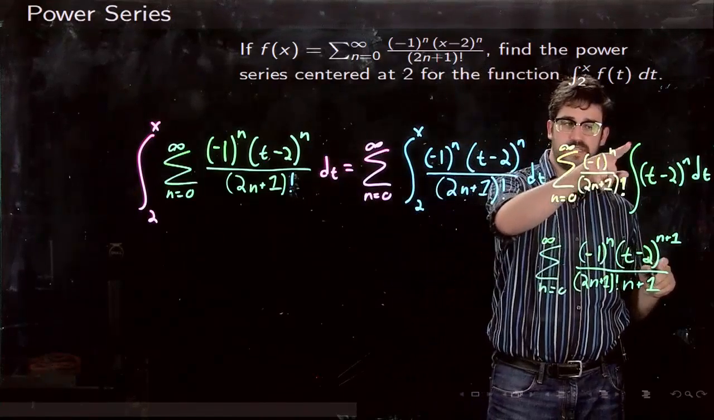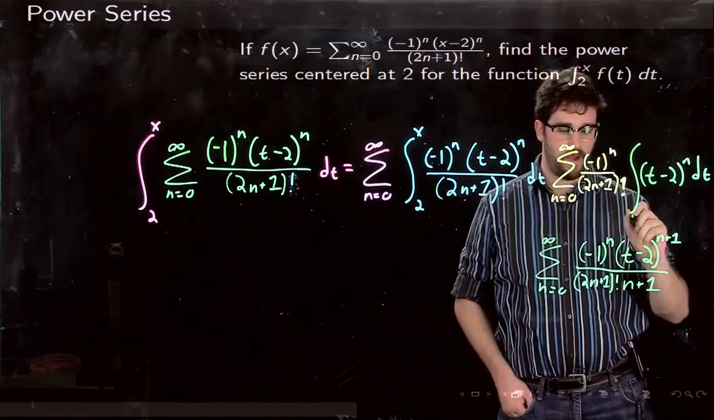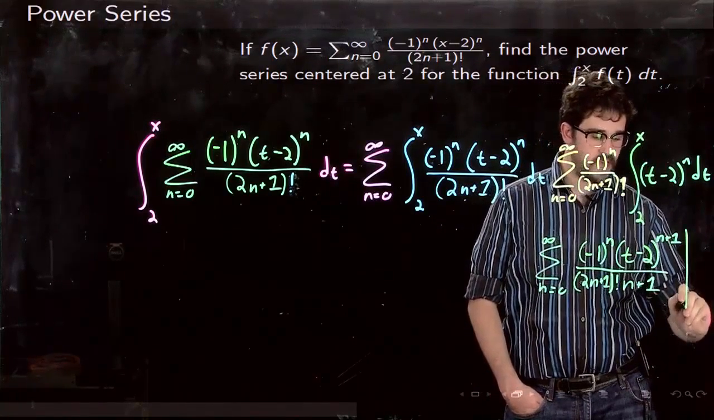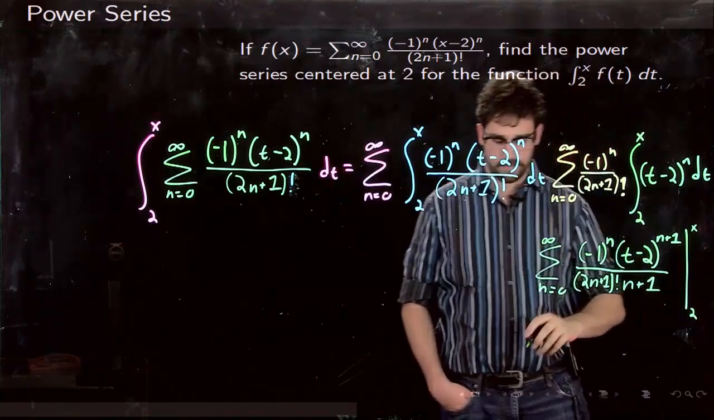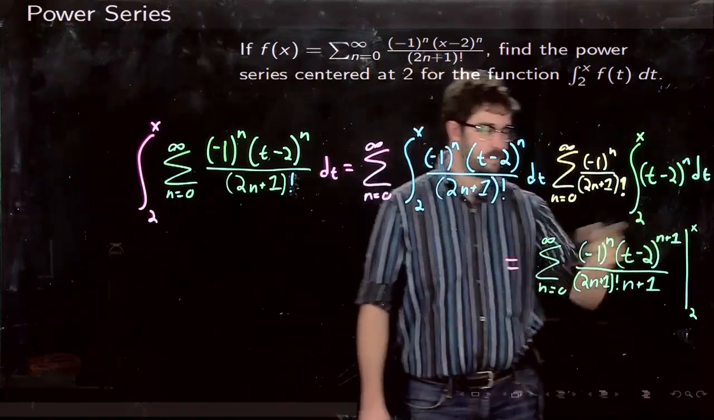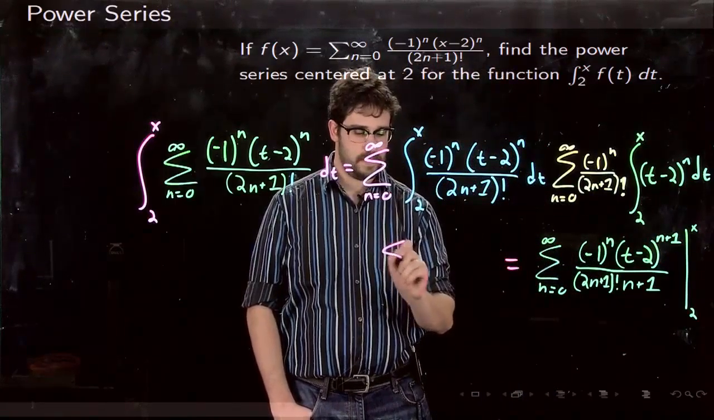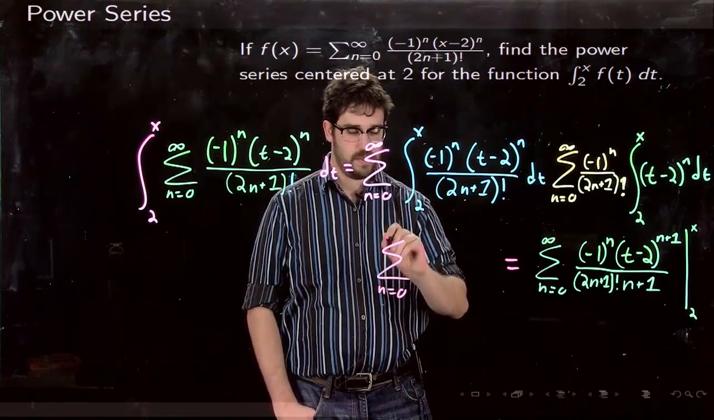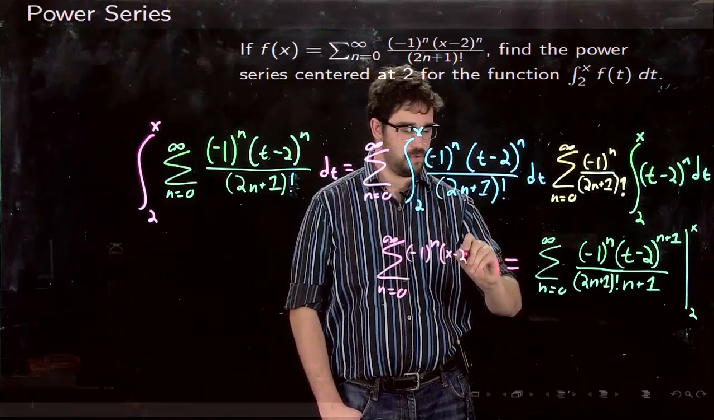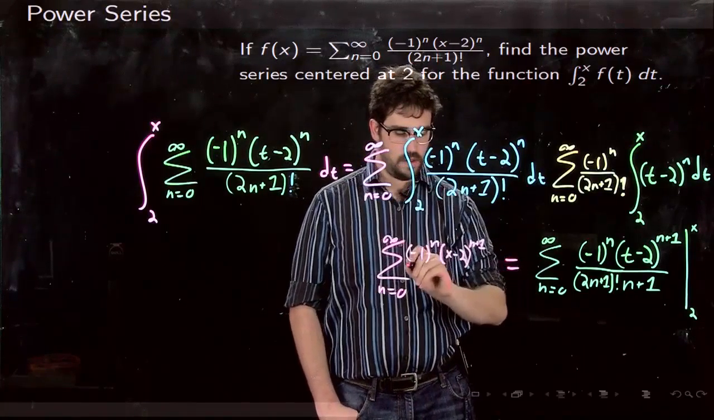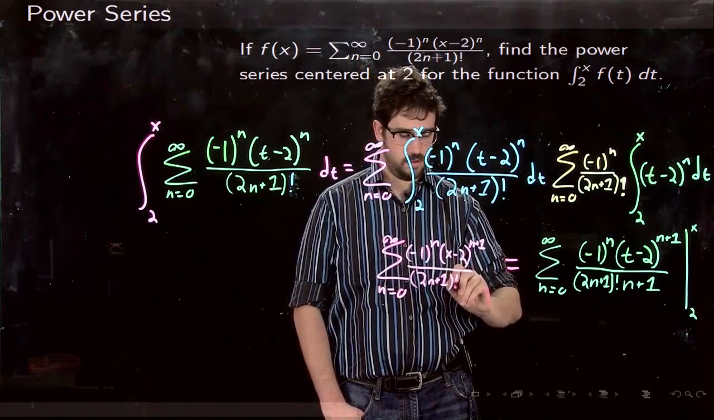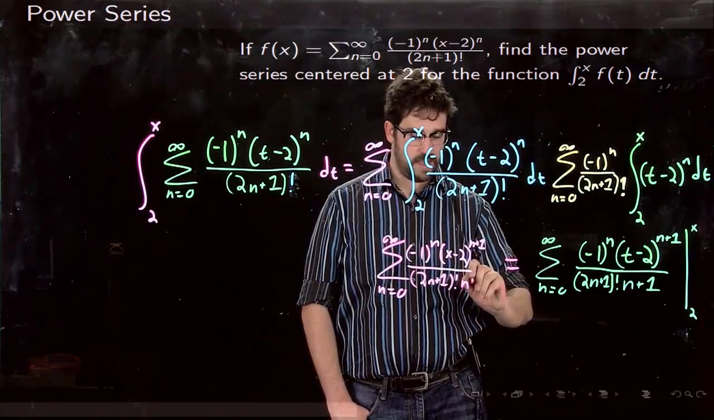But remember, this wasn't an indefinite integral. It went from 2 to x. So we still have to evaluate this at 2 and x. But luckily, what do we have here? When we plug in x, it'll just be the same. We get the sum from n equals 0 to infinity of -1 to the n, x minus 2 to the n plus 1, all over 2n plus 1 factorial and multiplied by n plus 1.